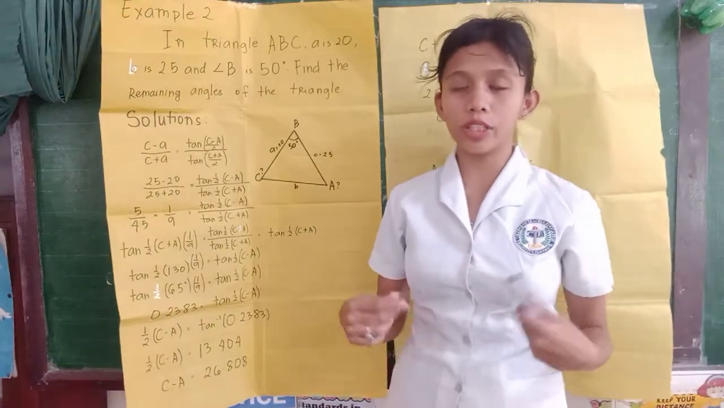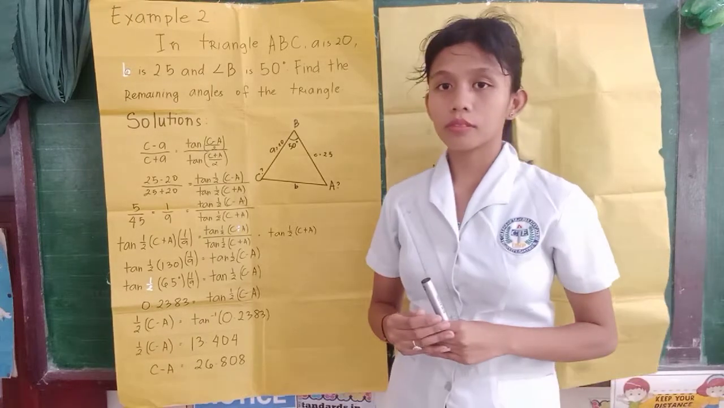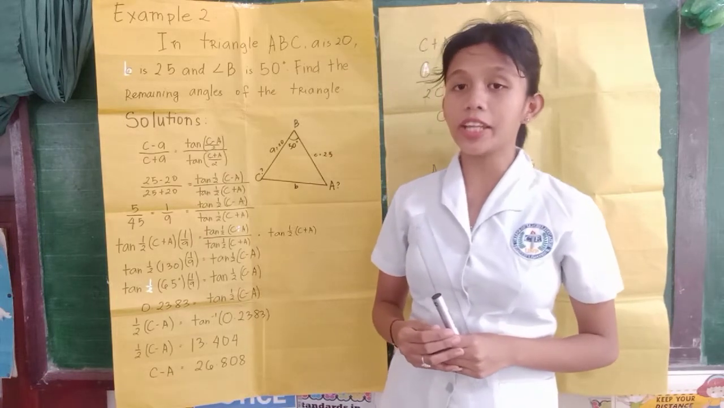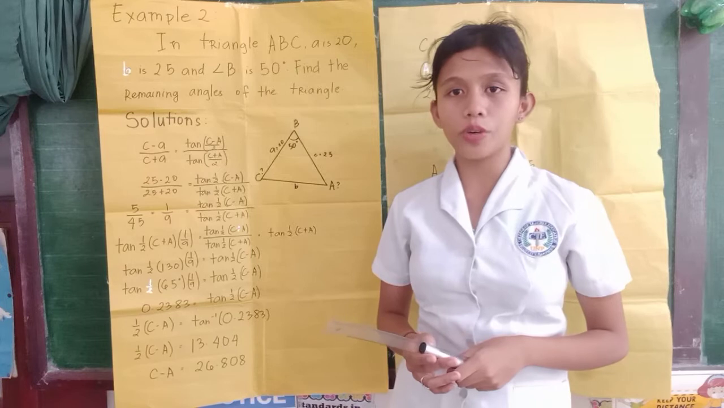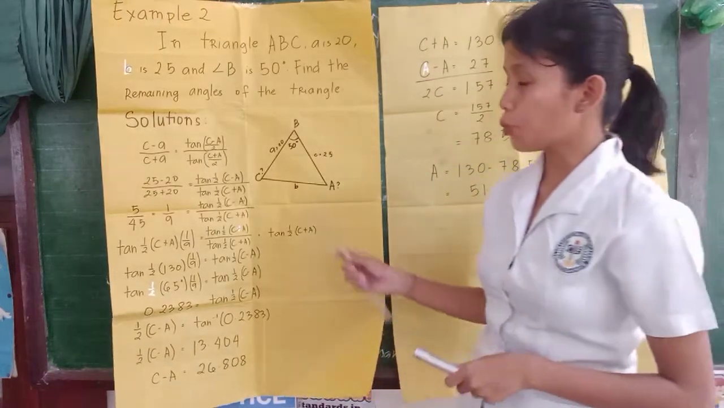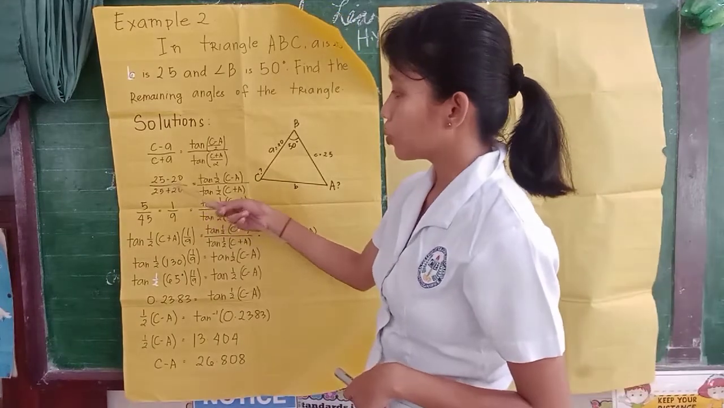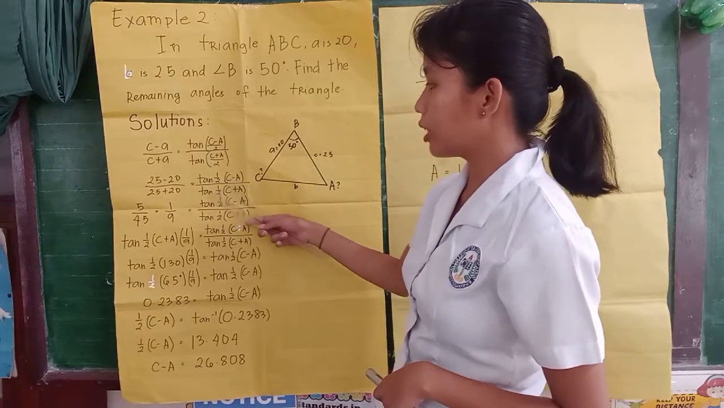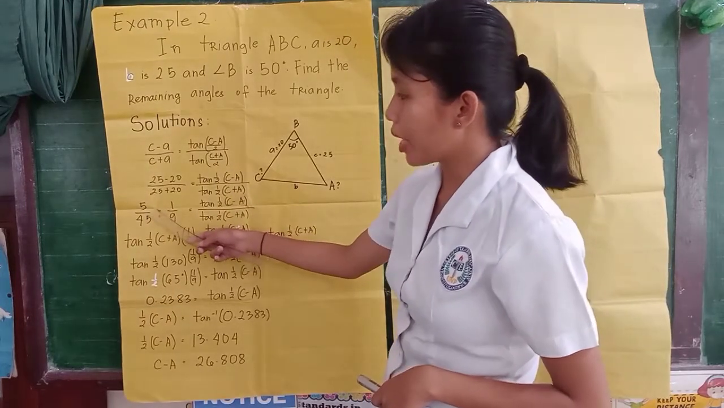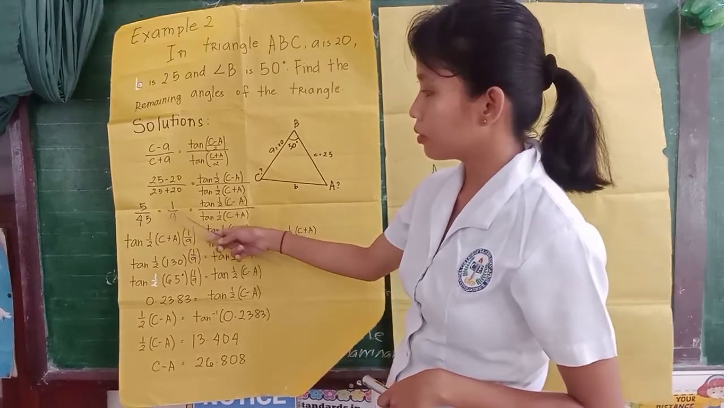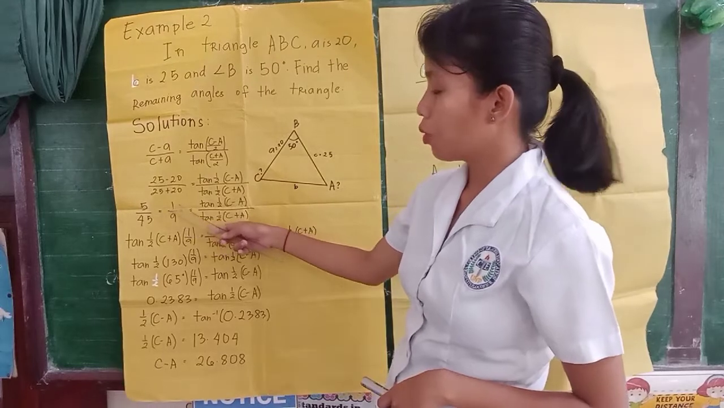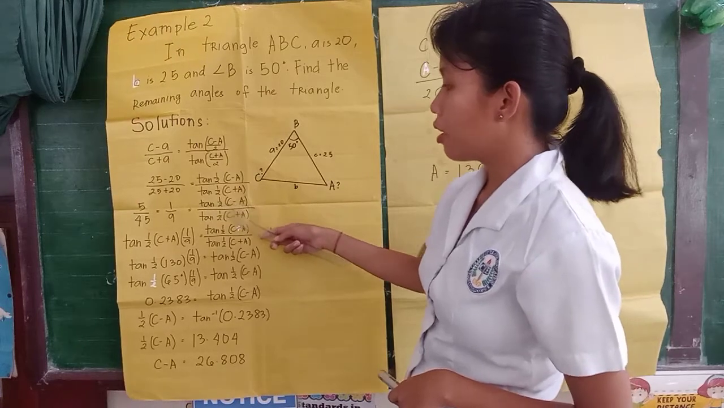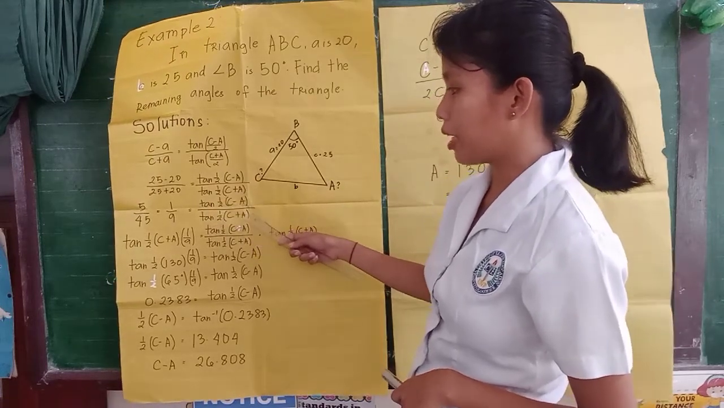So what is the first thing we need to do? Anyone? Yes. Use the law of tangent involving sides C and A. Then fill in the values that you know and simplify. We will substitute 25 minus 20 over 25 plus 20 equals tangent 1/2 (C minus A) over tangent 1/2 (C plus A). It will be 5 over 45. Then we will simplify it again: 1 over 9 equals tangent 1/2 (C minus A) over tangent 1/2 (C plus A).